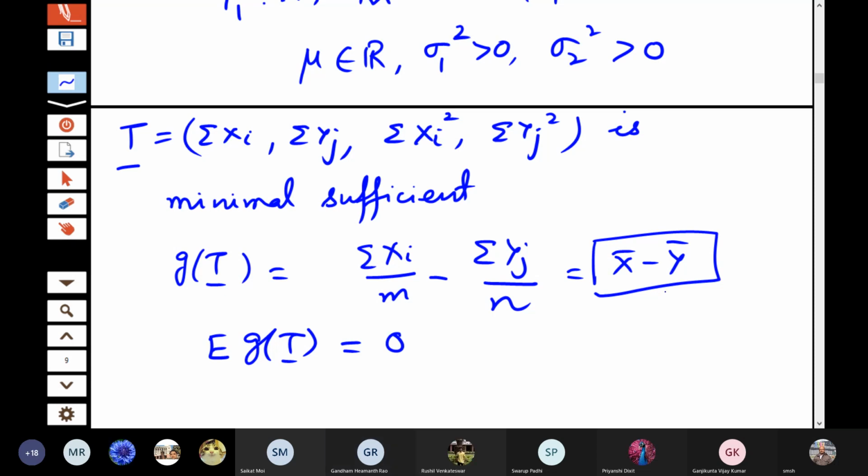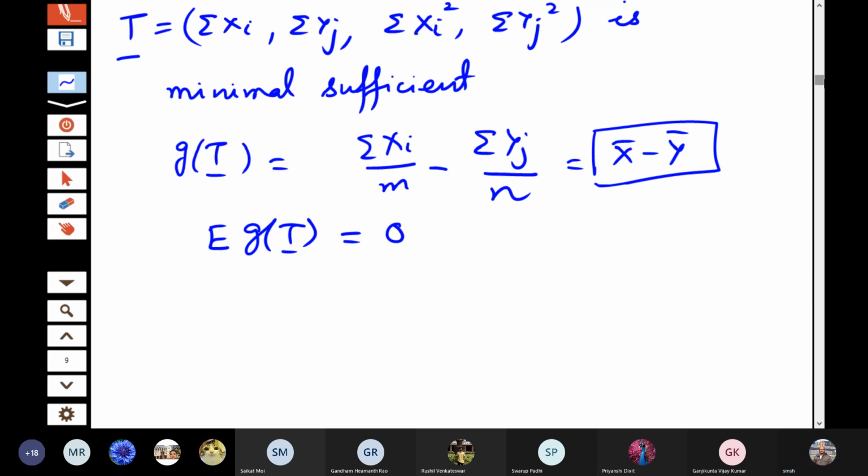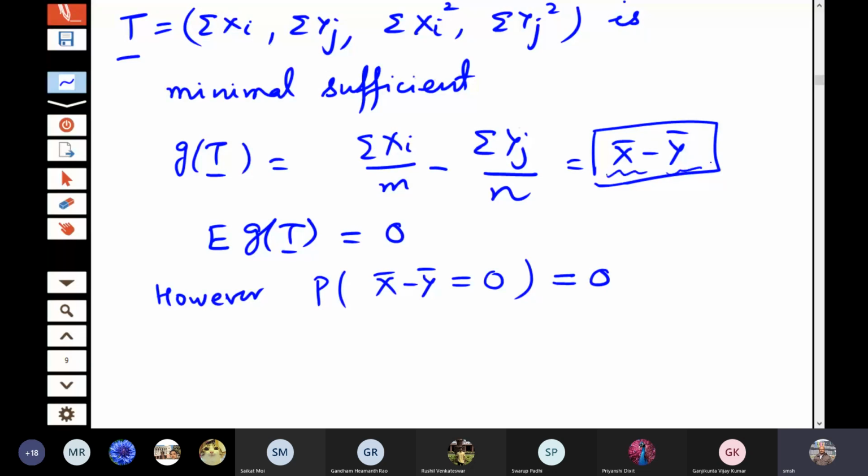No, sir, because x bar is from one sample, y bar is from another sample. So you cannot say that they are equal, isn't it? However, the probability that x bar minus y bar is 0 is actually 0, because these are continuous random variables. So the probability of equality to a point will be 0. So here T is not complete. So here we have an example of a minimal sufficient statistic which is not complete.